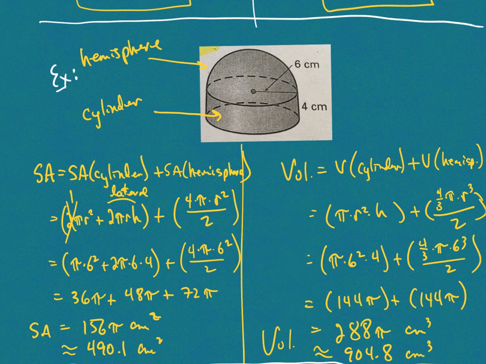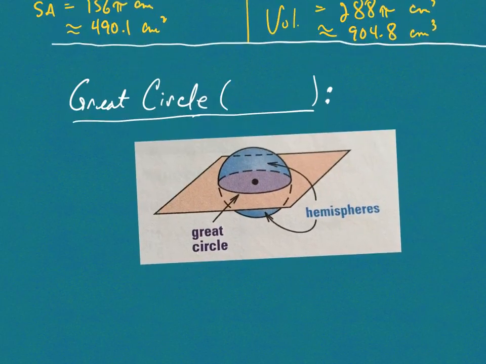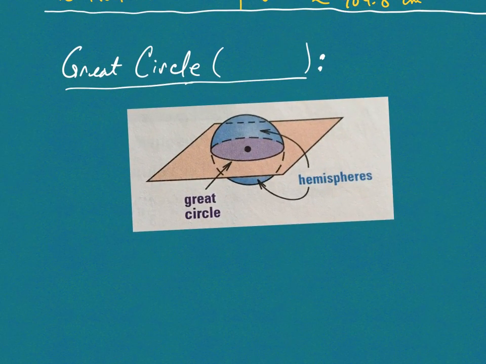Okay, so there'll be some problems in your assignment as well where you have to calculate surface areas and volumes of some strange looking shapes. Just put shapes together that you know, and maybe make some small adjustments, especially with surface area, and you should be in good shape.